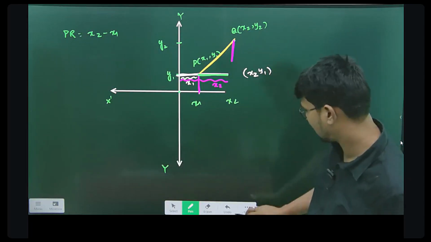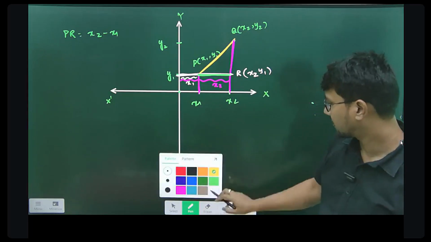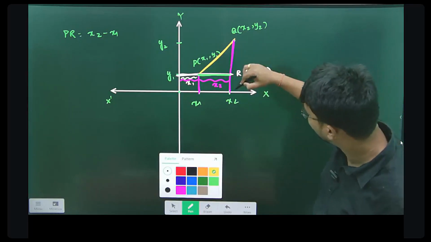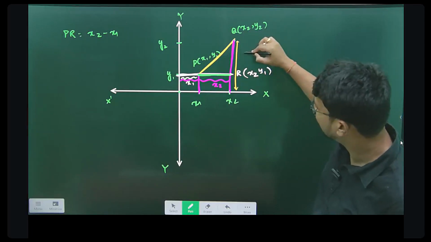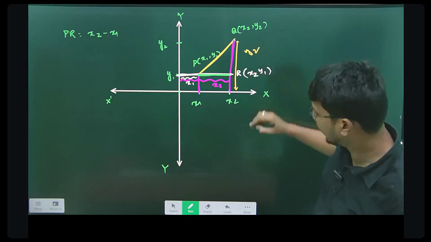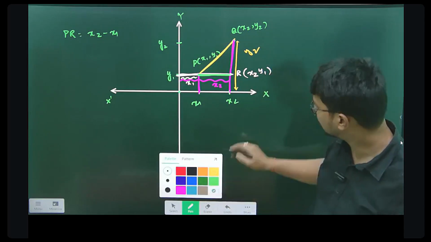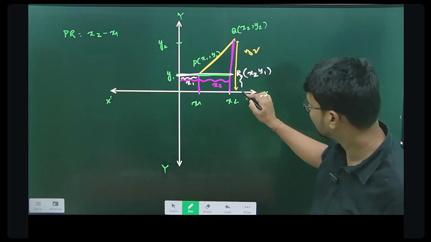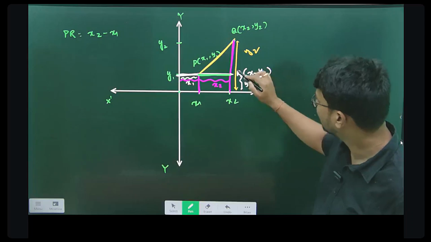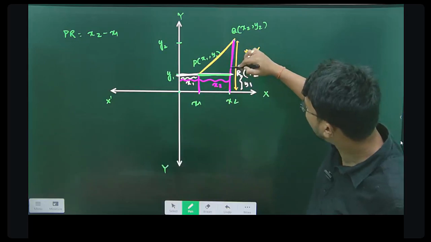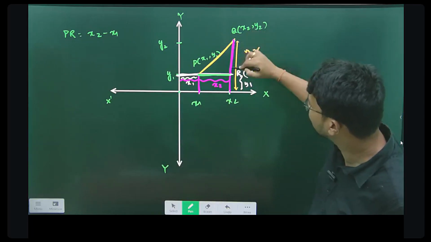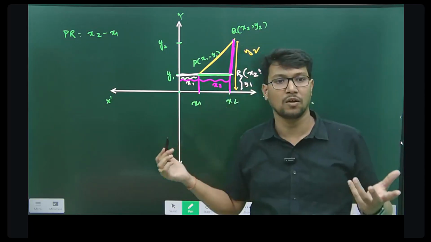Okay, done. This length is how much? Tell me, y2. Is that right? And this one is how much? y1. So therefore, what is the length of RQ? Tell me, what is RQ?